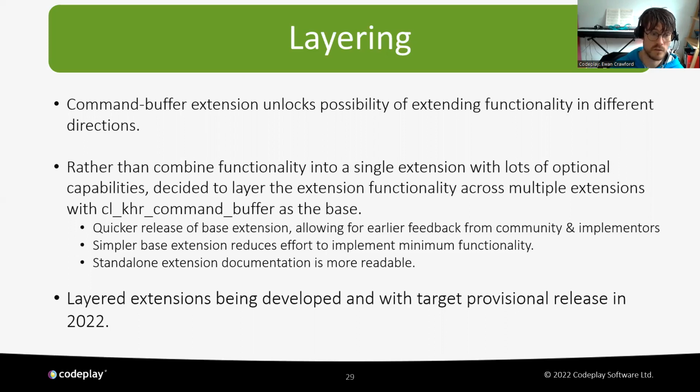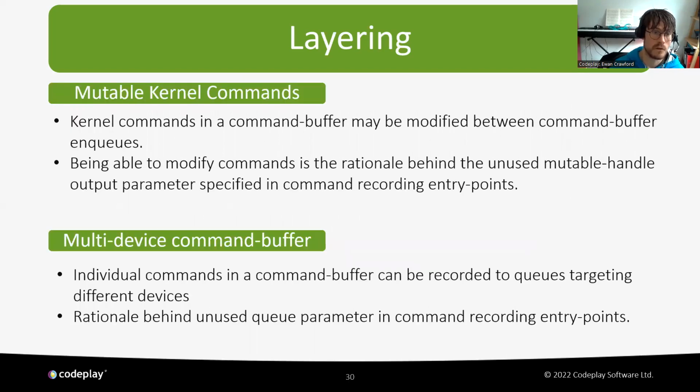However, there are some layered pieces of functionality I can talk about that we're working on at the minute, and we're hopefully going to be able to say more about them this year. One of the first ones I'm going to discuss is the mutable kernel command extension. This makes use of that mutable handle return parameter from command recording entry points. What it does is return a handle to a particular command in the command buffer. And this allows you to, between enqueues of the command buffer, modify that command in particular, if you want to.